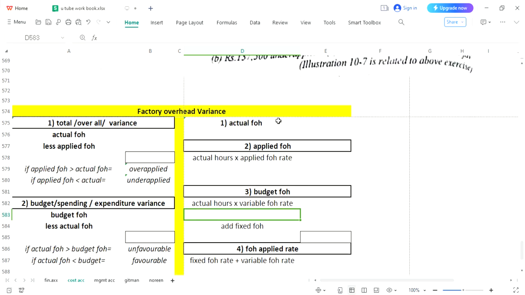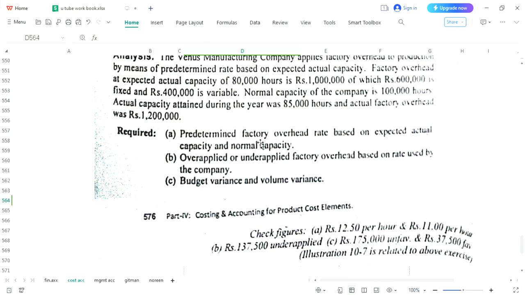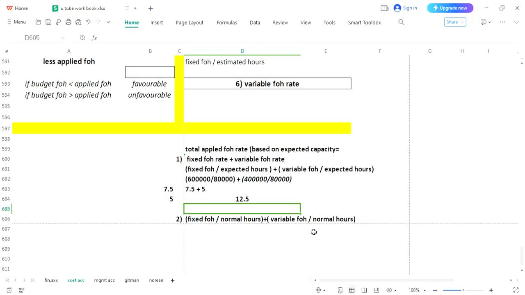Now we'll go back to the question, and you can see over here predetermined FH rate based on expected actual capacity. This is the first part of A, and you can see 12.5, and we have seen our answer is 12.5 as well. So the first part has been sorted out. Now we need to calculate total applied FH rate again, but based on normal capacity. This is our second part which we are going to solve.